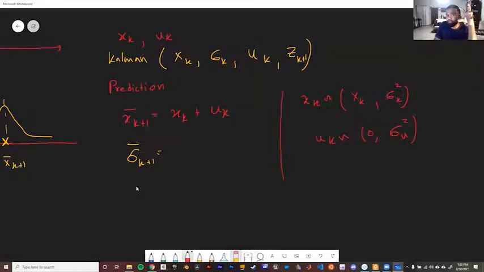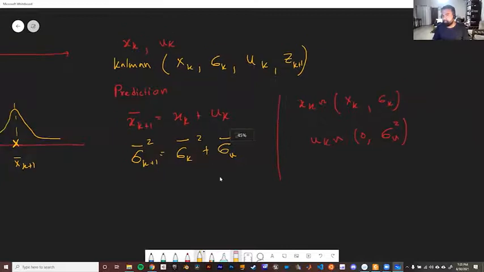What about their noises, right? Their variances. What happens to the variances? The variances also get added, right? So this will simply be sigma k plus sigma u square. Okay. Remember, if you take two Gaussians and you add them together, right, their variances get added as well, while their means get added. Okay.